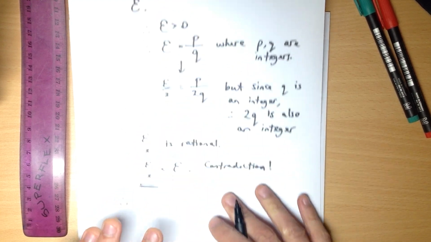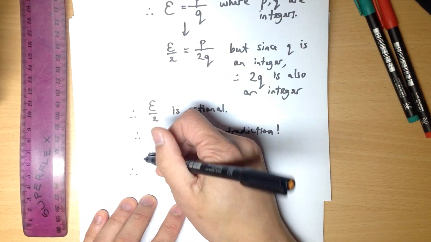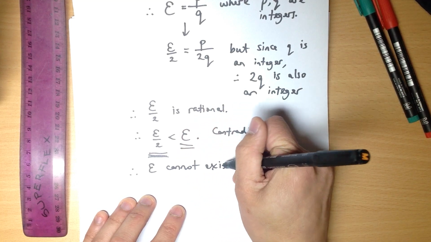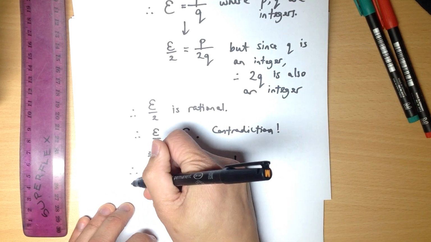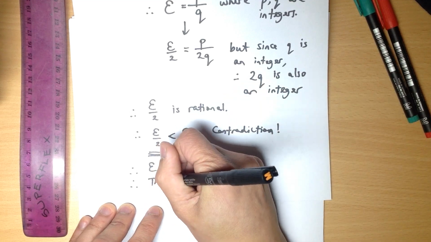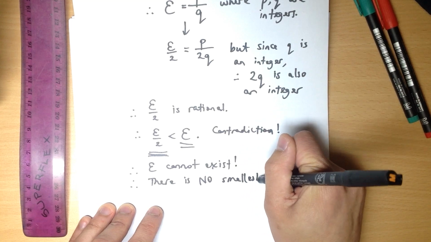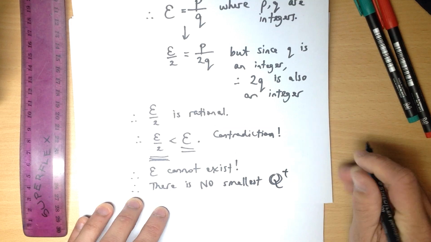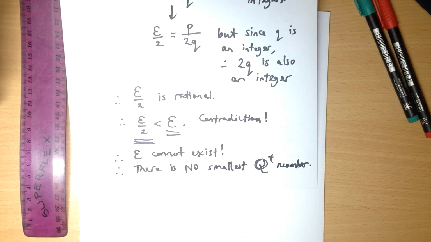Therefore, my assumption at the beginning that there is a smallest positive rational number mustn't be true. Epsilon cannot exist. At the same time, it's the smallest positive rational number and there is also one smaller than it. So therefore, I can now come full circle. I can say, well, there mustn't be a smallest positive rational number, and you can write it like this if you like. So that's a proof by contradiction.